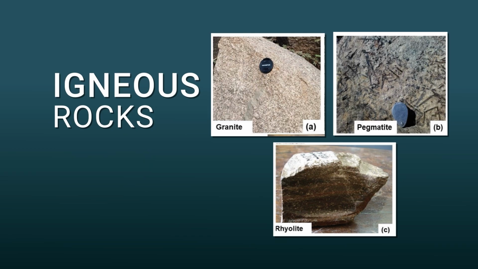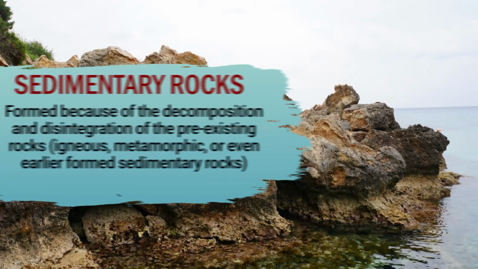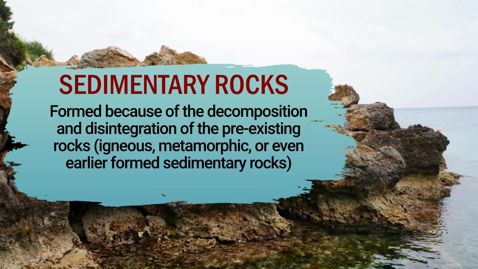There is a difference in the grain size. Rhyolite is fine grained, granite is coarse grained, and pegmatite contains different grain sizes. The second type of rock is known as sedimentary rocks. They are formed from the decomposition and disintegration of pre-existing rock. Decomposition means composition change, disintegration means mechanical breakdown.